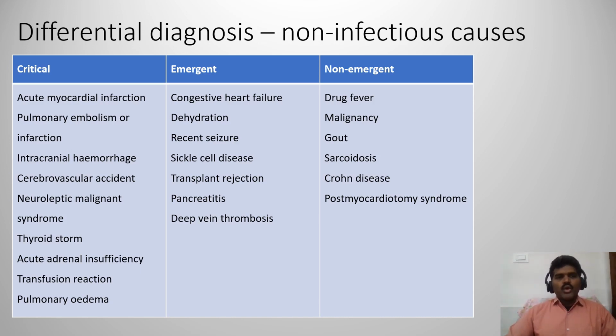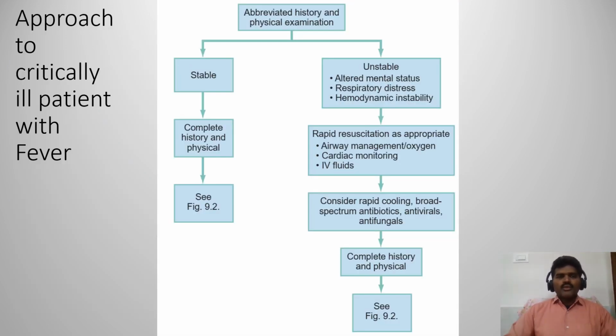The features of instability include a Q-SOFA score of 2 or more in the emergency department, if you can score Q-SOFA, or altered mental status, respiratory distress with respiratory rate more than 30, and hemodynamic instability with increased pulse rate and lowered blood pressure. Your first step, even before diagnosing or trying to do anything, is rapid resuscitation as appropriate. Manage the airway if needed, supplement oxygen, put the patient on a multichannel cardiac monitor, and give IV fluids. If IV fluids are not improving the vitals, then consider going for vasopressors.